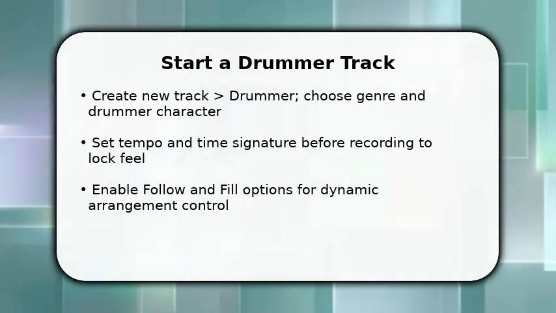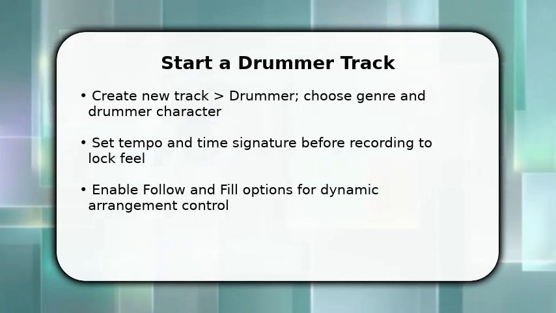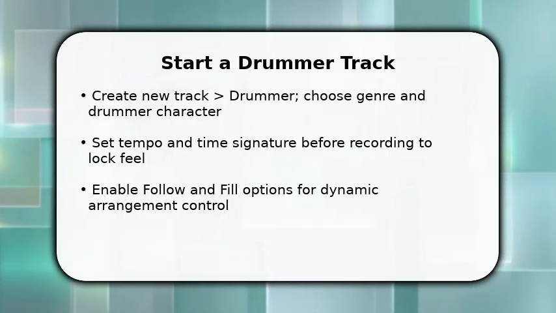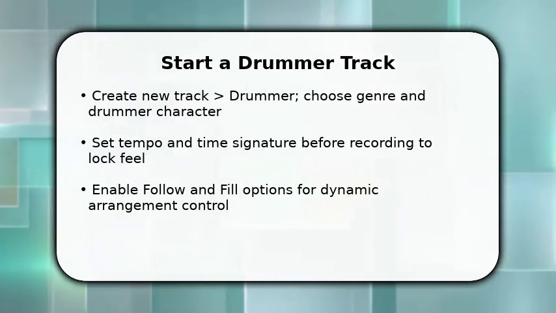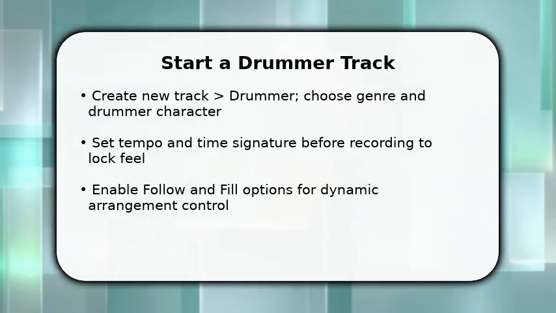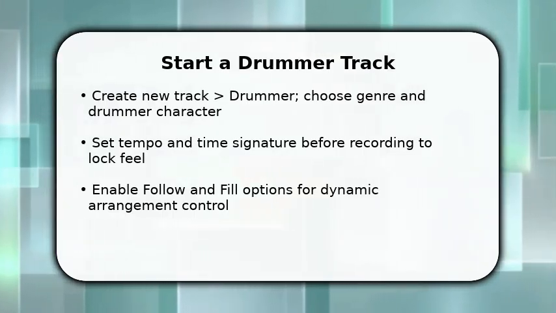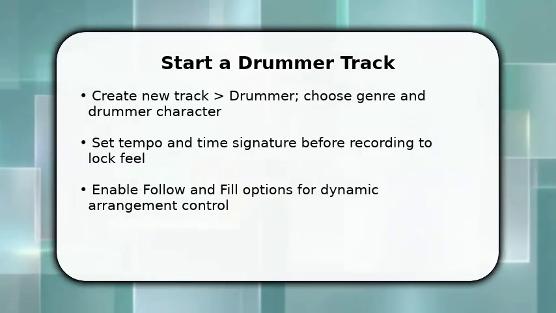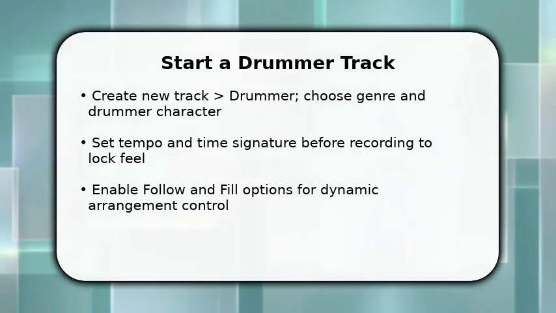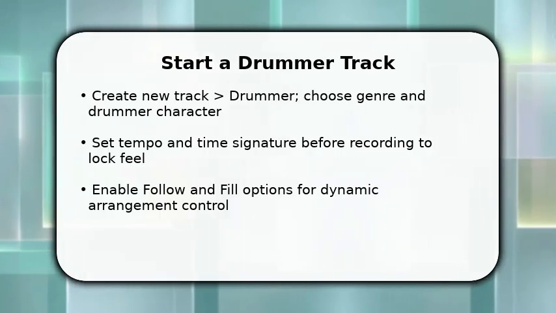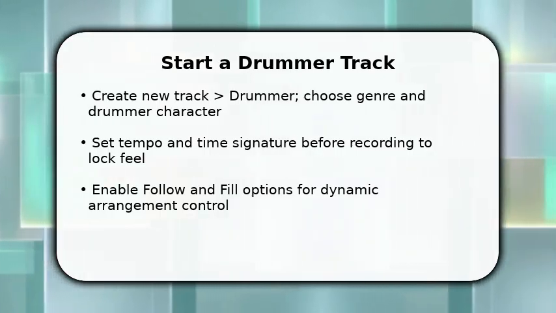You begin by adding a drummer track immediately. Choose a drummer and musical genre to get a reactive kit and preset patterns. Once you pick tempo and time signature, record a short loop so the drummer adapts to your song's groove. Make sure to engage follow to have the drummer react to MIDI or audio regions and enable fills for transitions. This sets the foundation so you can edit performance, not craft basic timing, which keeps your focus on musical decisions.